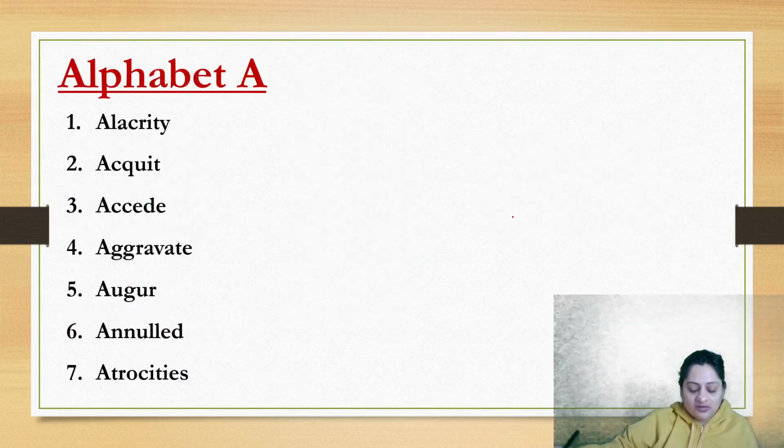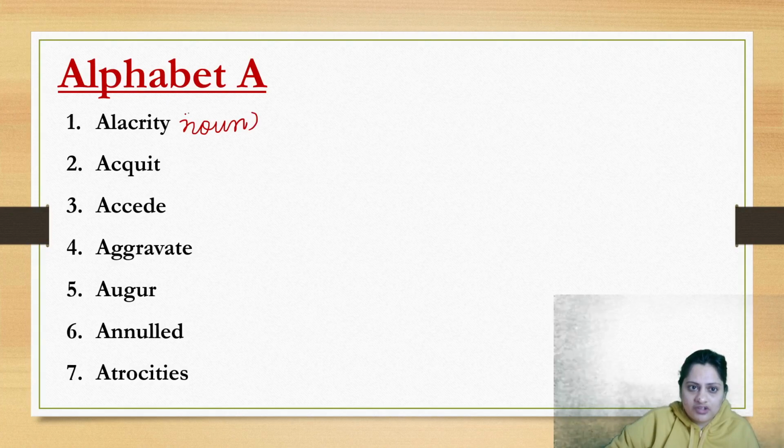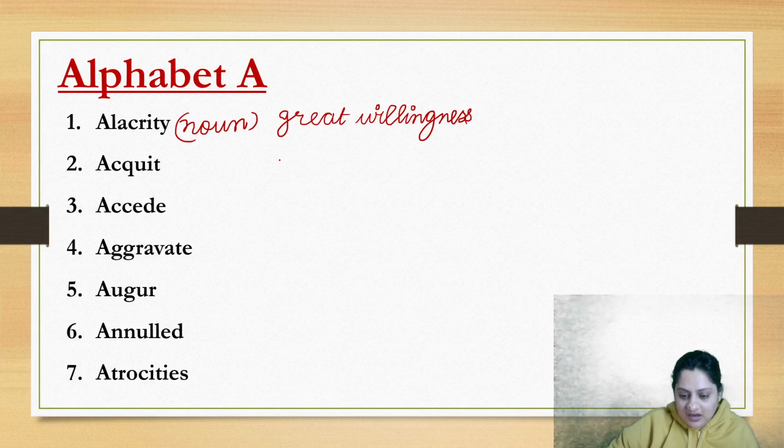So starting with the alphabet A, okay. These are the 7 words I have picked up. So for each alphabet, 6 to 7 common, important, moderate level words from editorial. Alacrity, guys, is a noun word, which means great willingness, or you can say eagerness towards something, great enthusiasm, right? So we say ati utsaha when you are ati utsahik, right? Greatly eager or enthusiastic about something.